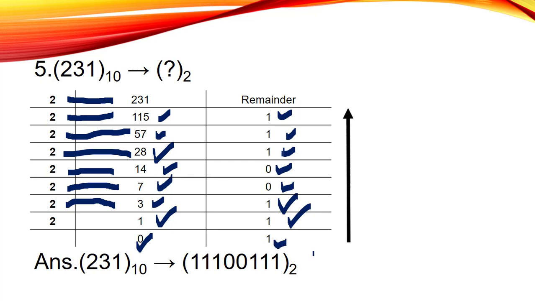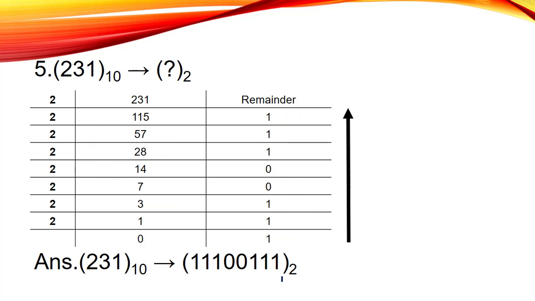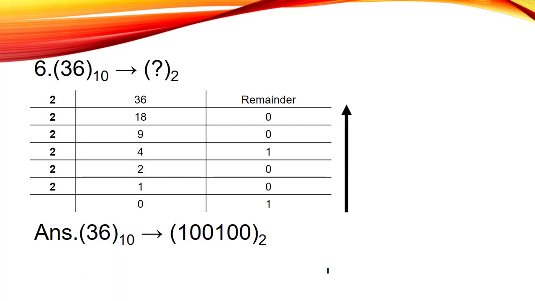And after all we have to write all these numbers in the reverse sequence. It means from bottom to top. So our final answer will be 11100111 with a base of 2. Now let's move to our next question.